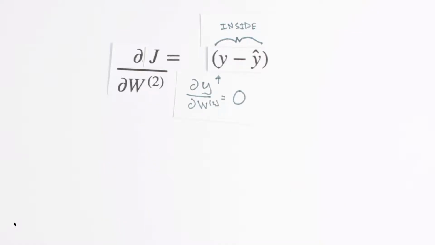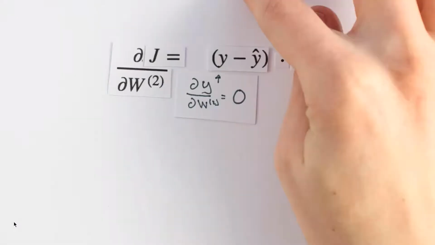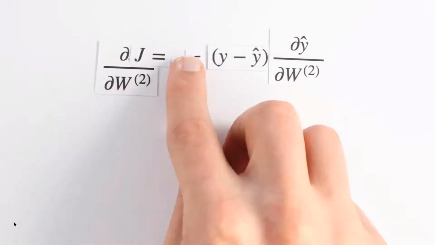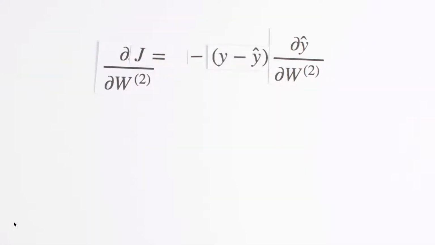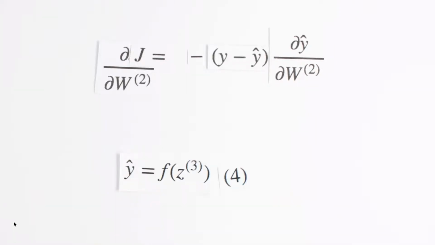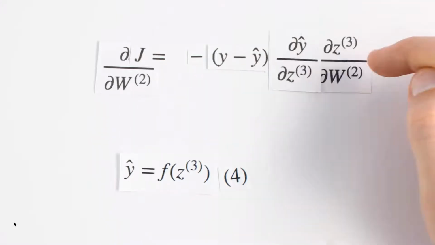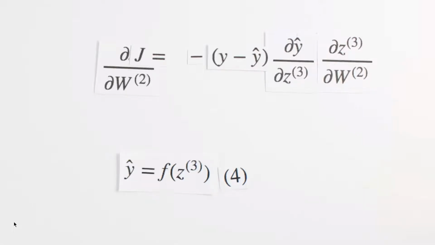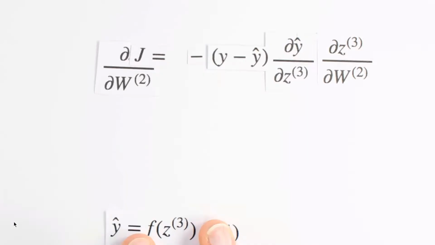Y hat, on the other hand, does change with respect to w2, so we'll apply the chain rule and multiply our results by minus dy hat dw2. We now need to think about the derivative of y hat with respect to w2. Equation 4 tells us that y hat is our activation function of z3, so it will be helpful to apply the chain rule again to break dy hat dw2 into dy hat dz3 times dz3 dw2.